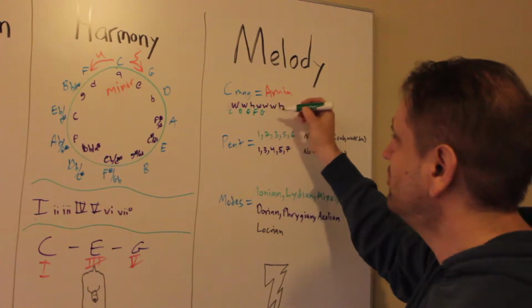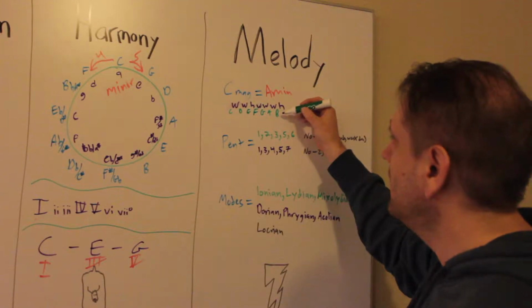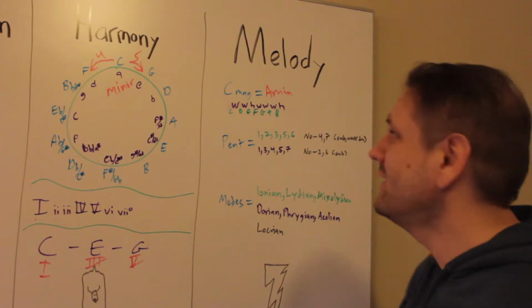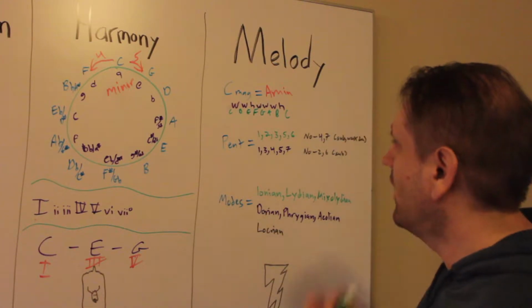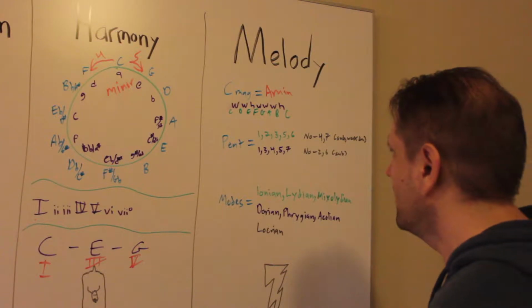Then a whole step goes to G. A whole step goes to A. A whole step goes to B. And then again, because there is no C flat, you round it off with a C, and that would just be an octave higher than the C you started with.